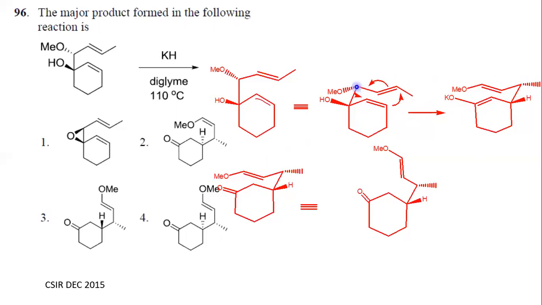And also, as this is below the plane, as it is moving here like this, a trans double bond is formed here. So this product would match with option 3.